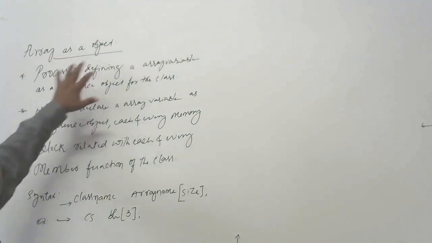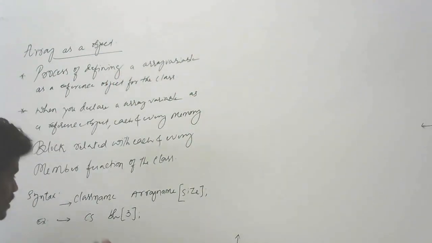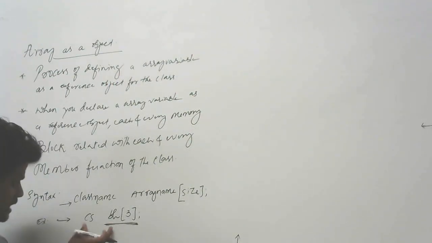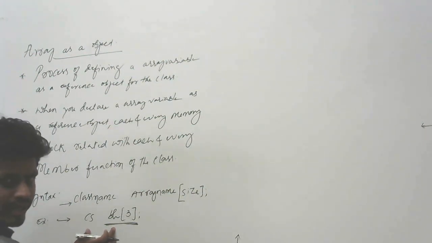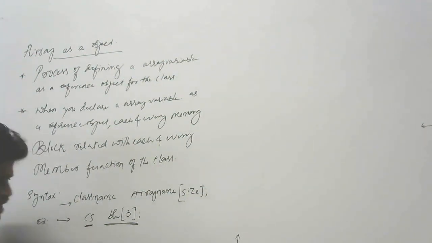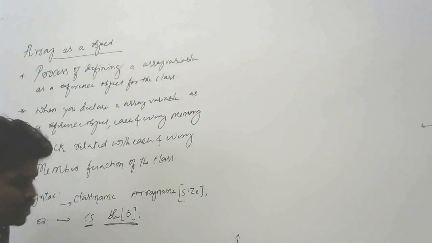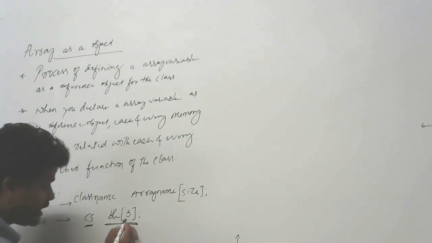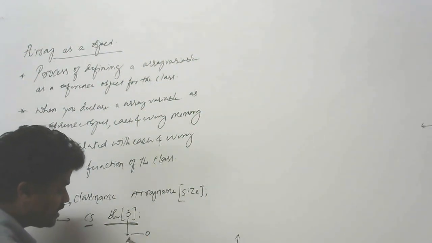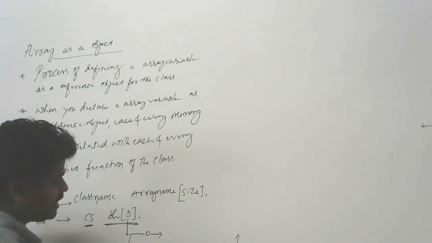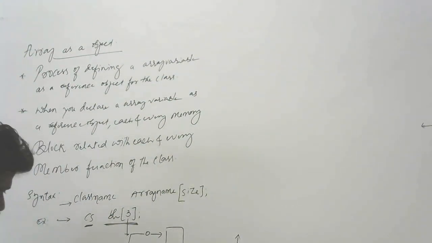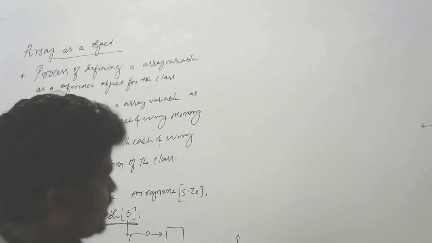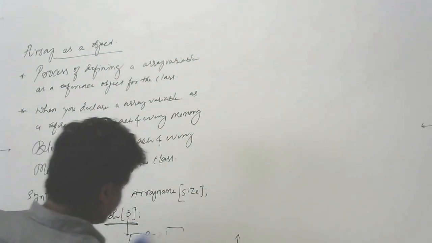So array as objects is the process of defining an array variable as a reference object. How are you going to create the reference object? With the help of the class name inside the main block. Whenever you create a reference object for the class as an array type, each and every memory block is linked with each and every member function of the class. Okay, we'll see the program so that you will understand how it looks.